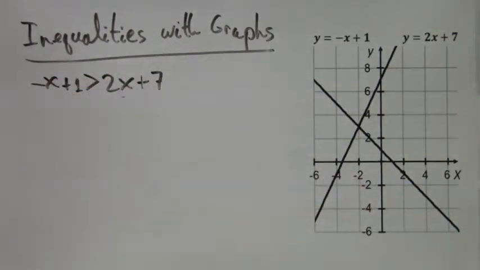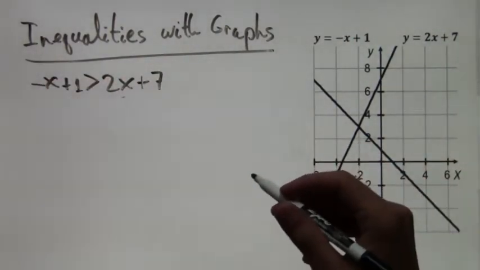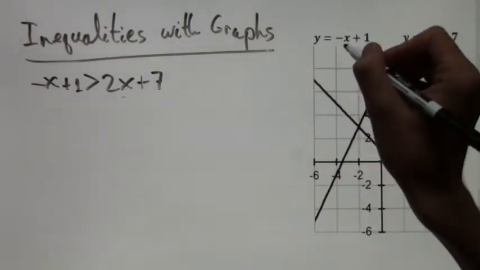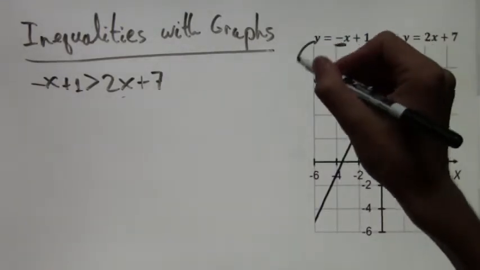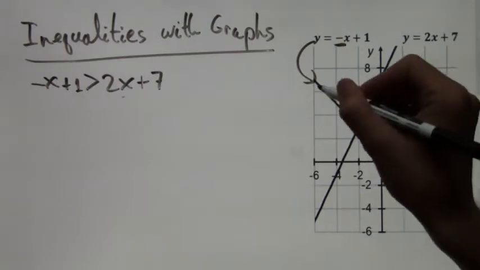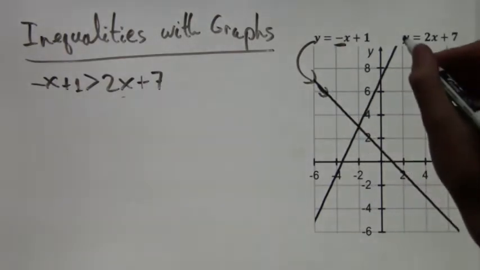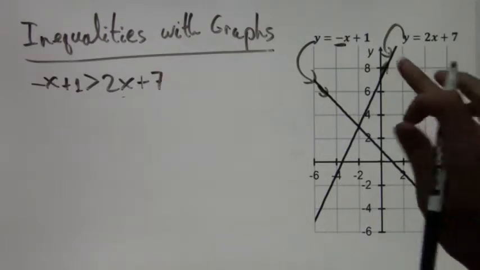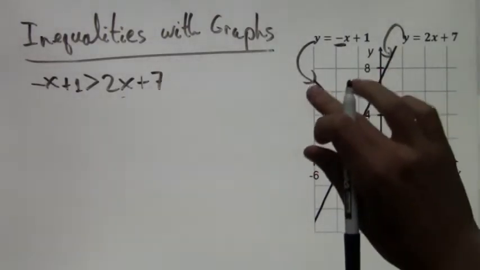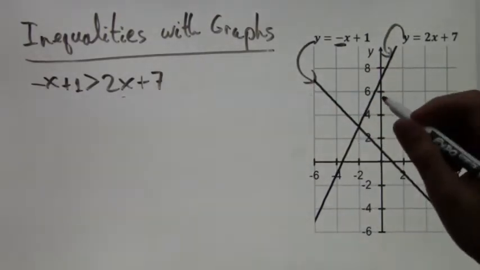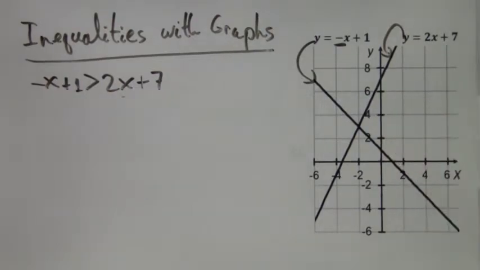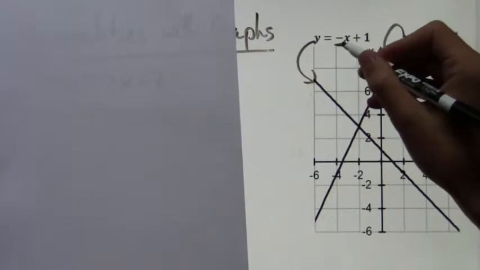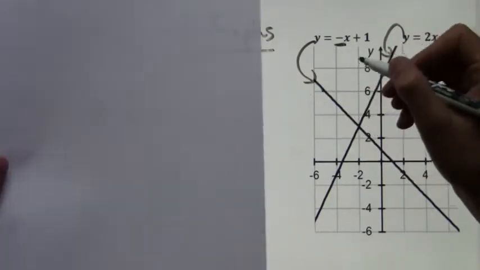Now what we want is for the negative x plus 1 to be greater than the 2x plus 7. Negative x plus 1 has negative slope, so it must be this line where I'm pointing. That leaves the other line with positive slope to be y equals 2x plus 7. So now how do we find out where negative x plus 1 is greater than 2x plus 7?